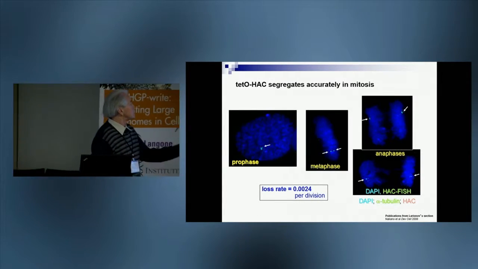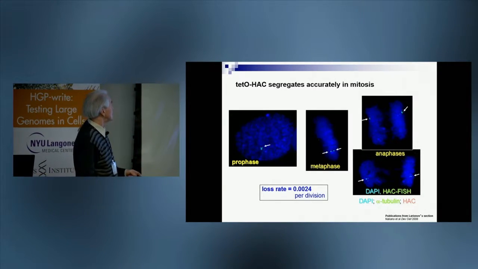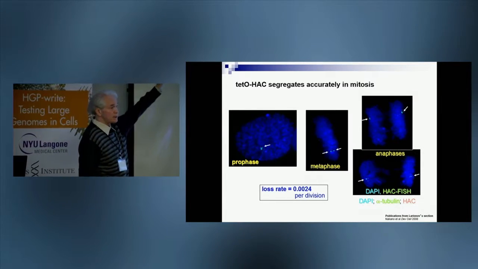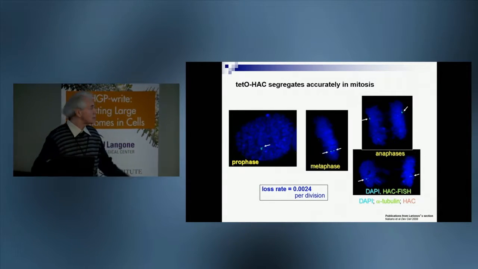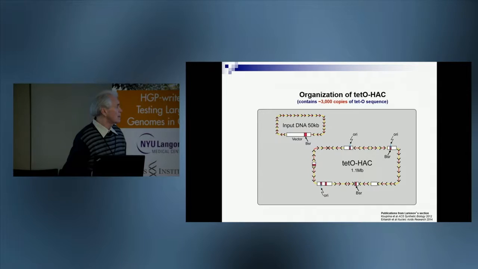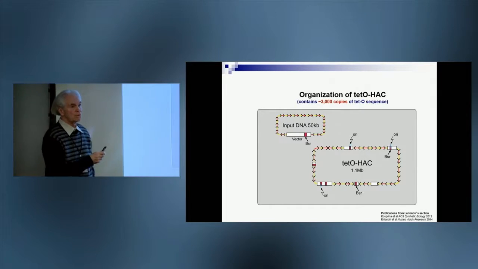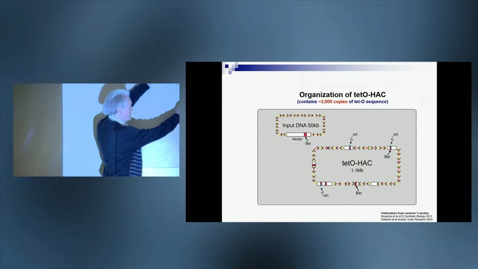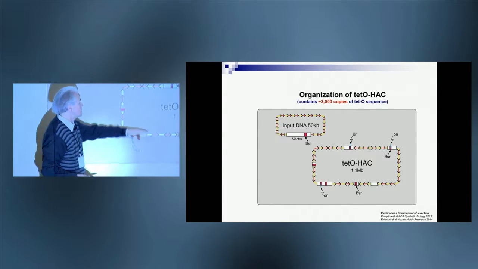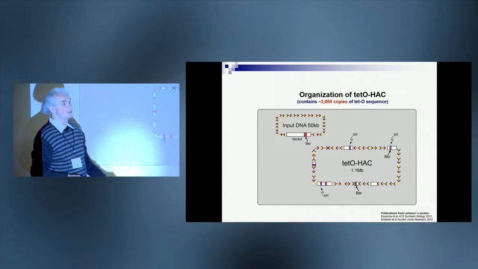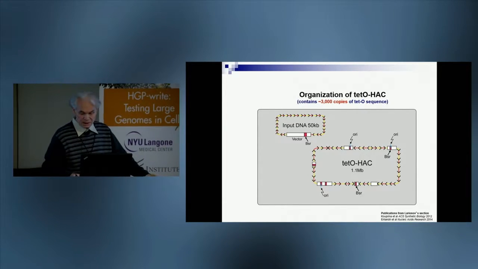This slide shows HAC generated from alpha satellite synthetic array with known structure, so containing TET operator sequence. HAC segregate accurately during mitosis and are mitotically stable. This is the structure of the HAC, as any other HAC generated by de novo formation. Input DNA is amplified, and we have approximately 1 megabase amplified region. So this HAC contained 3,000 copies of TET operator sequence. We can target these sequences with TET repressor.